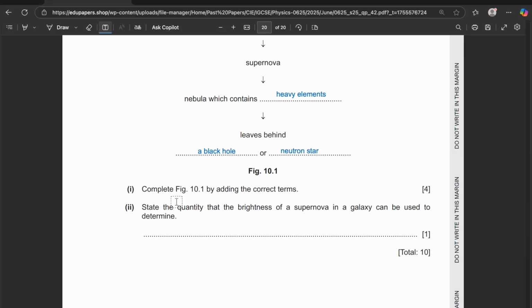To state the quantity that the brightness of a supernova in a galaxy can be used to determine. So if there is a supernova explosion, it is the brightest thing in the universe, and we can use it as a standard candle to measure the distance of the galaxy from the Earth. You can write distance of the galaxy from the Earth.